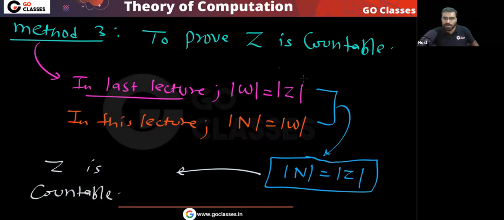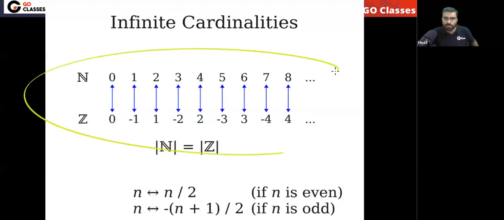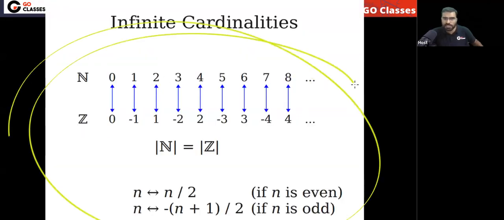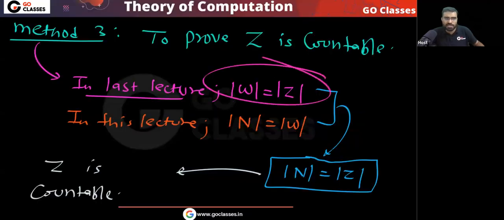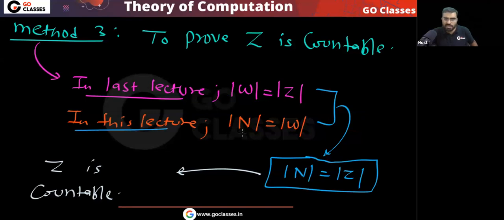Do you remember this proof from the last class? This was your set of whole numbers. The set of whole numbers and integers have the same size. This we have seen in the last class. Okay, so finally I can say that integers and natural numbers have the same size.